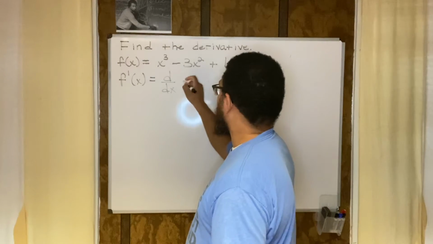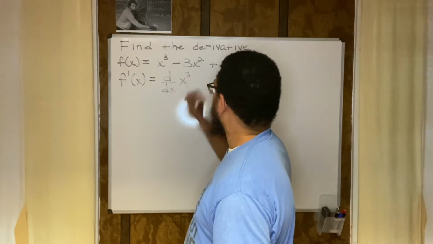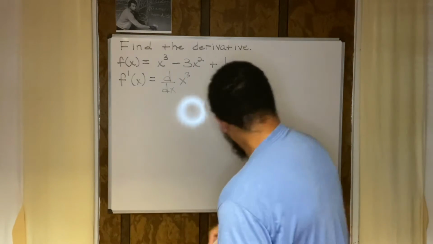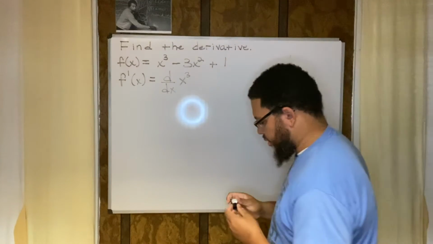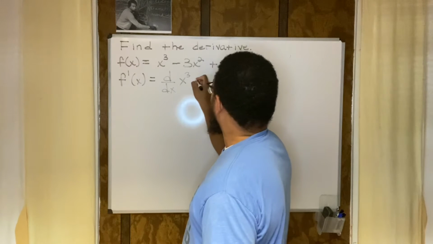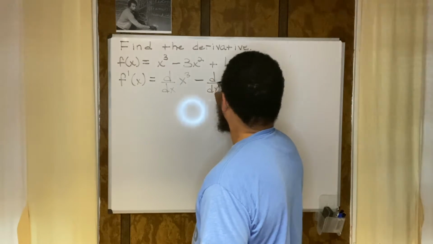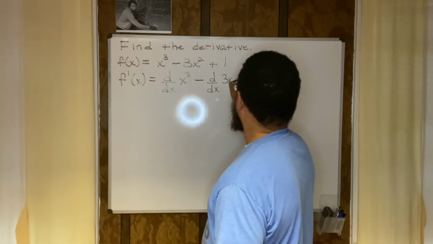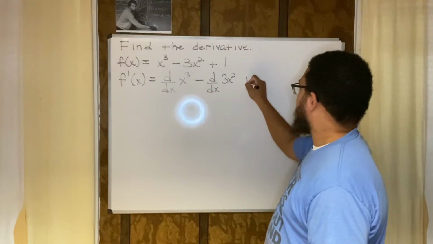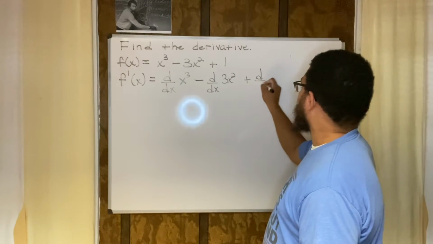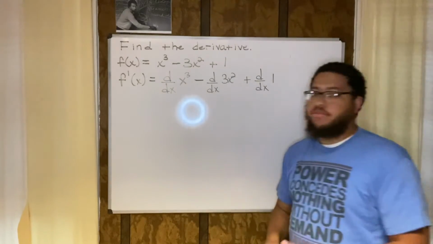So the way I'm going to set this up is like this. I'm going to have d/dx of x to the third. I think I need a better marker. Hopefully this one works better. Minus, bring my minus on. And then I got d/dx of 3x squared. Then I bring my plus sign down from right here. And I got d/dx of 1. Now at this point, we have the problem set up.